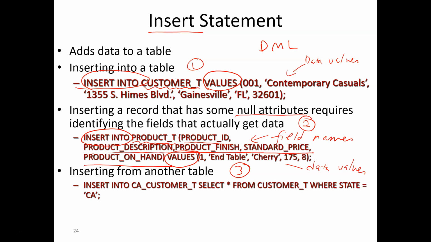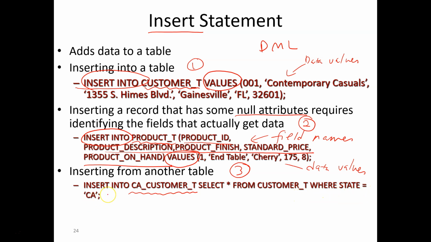And then the third version of the insert statement is to insert the data from another table. This is especially useful if you're trying to create partitions for the tables. For example, in this case, you have insert into CA underscore customer underscore T, like that. I assume it means California customer table. And then followed by a select statement. Select asterisk means everything, all the attributes, from the customer table where the state equals California.